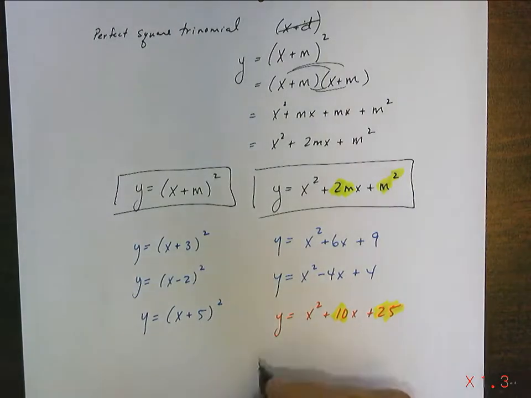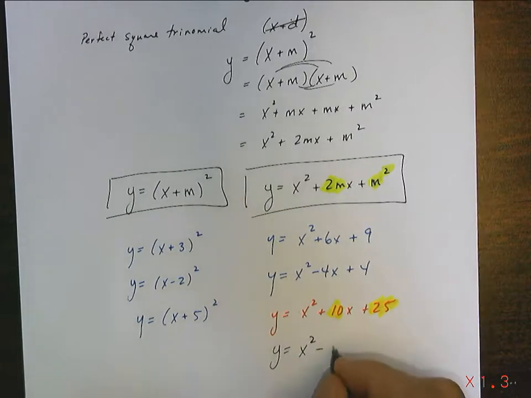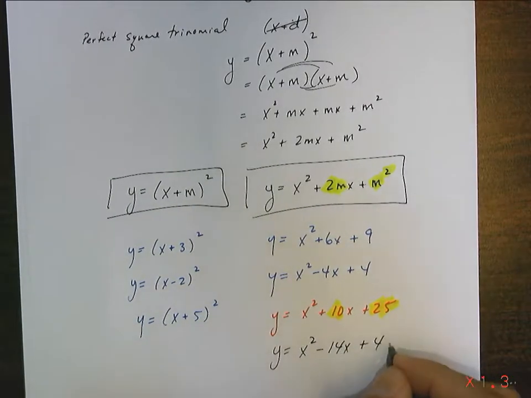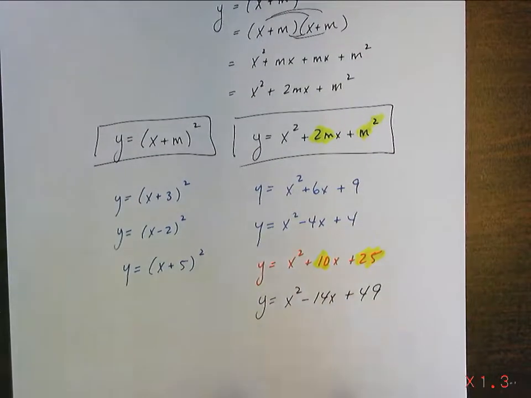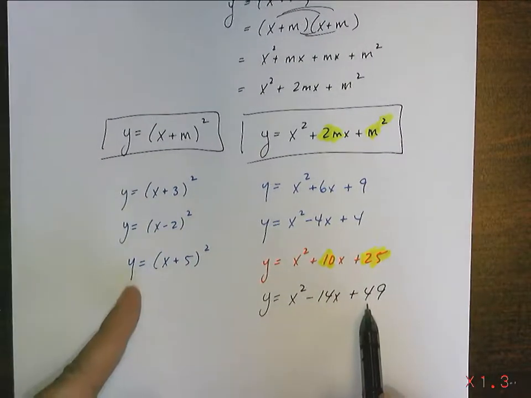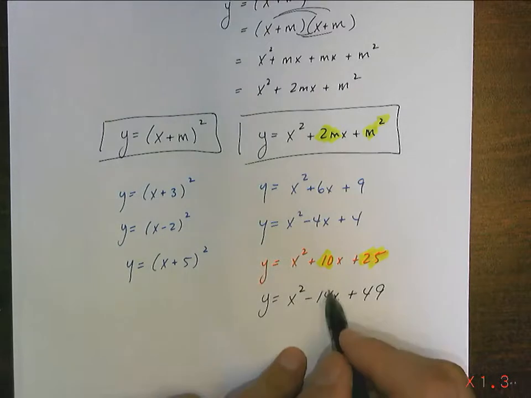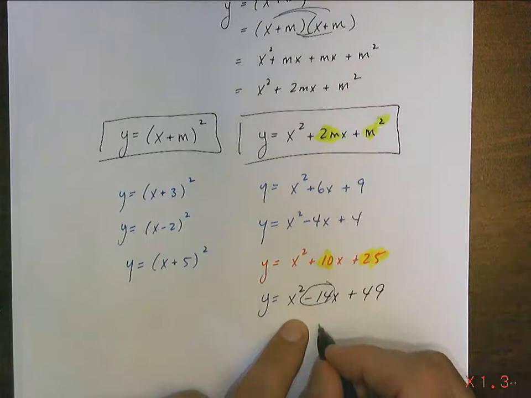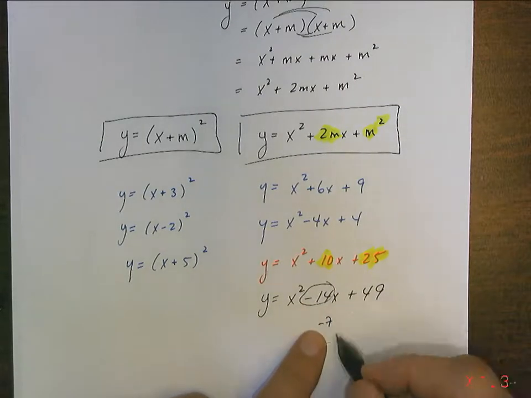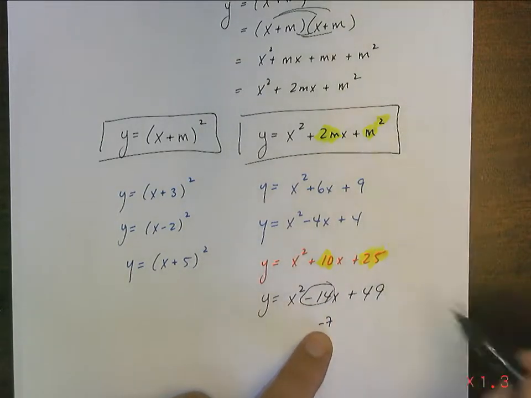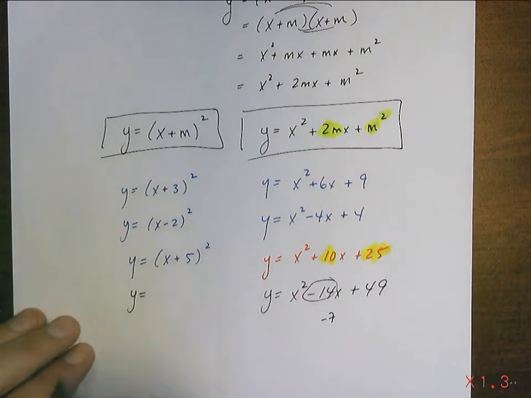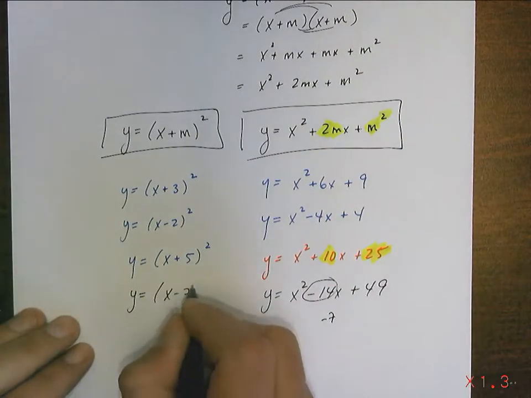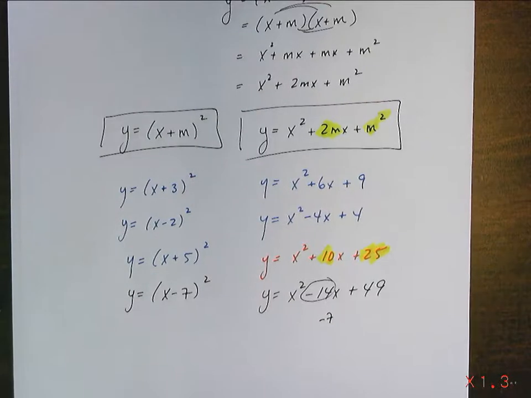Let's try another one. y equals x squared minus 14x plus 49. So this I want to change into this. So what is my m value? Well, it's going to be half of negative 14, which is negative 7. And negative 7 squared should give me 49. And it does! Look at that! Life is grand! So we have x minus 7 squared. And it works.